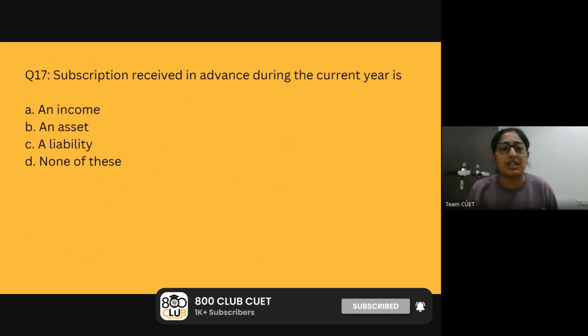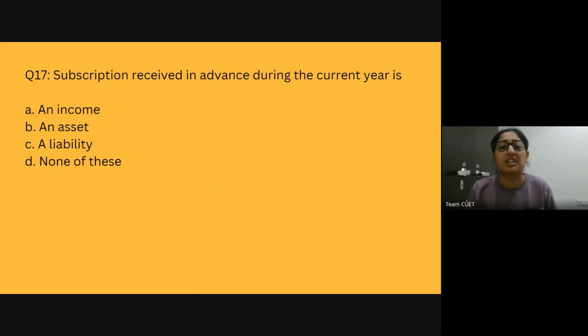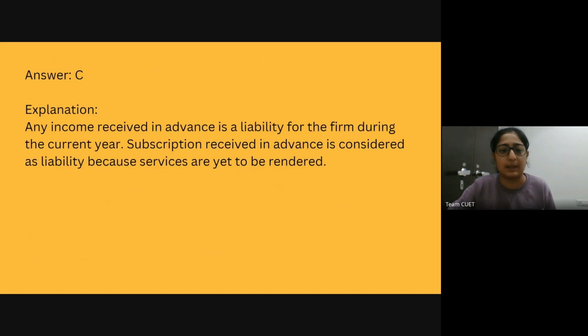Moving further, question number 17. Subscription received in advance during the current year. We are receiving subscription in advance during the current year that is not related to our current year income, that is related to our next year income. So this will be considered a liability. Why? Because we are not providing any services in return for those subscriptions that are received. So this will be considered a liability, or I can say unearned income. Answer is C.